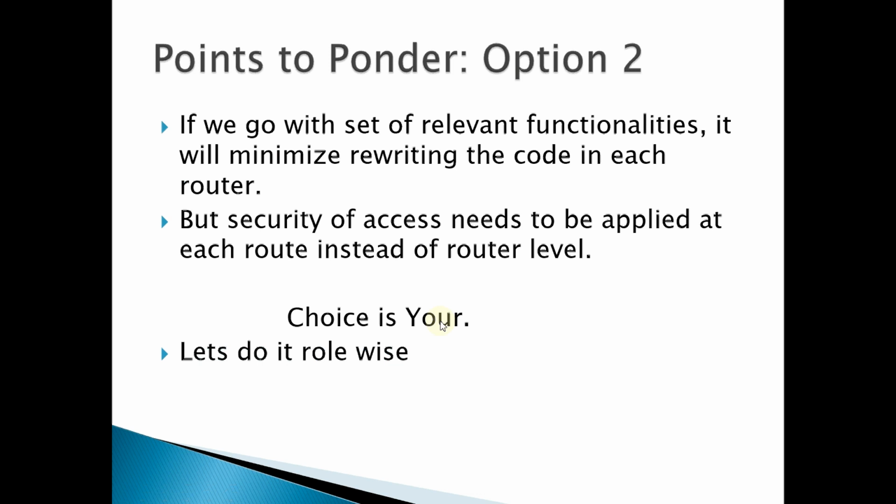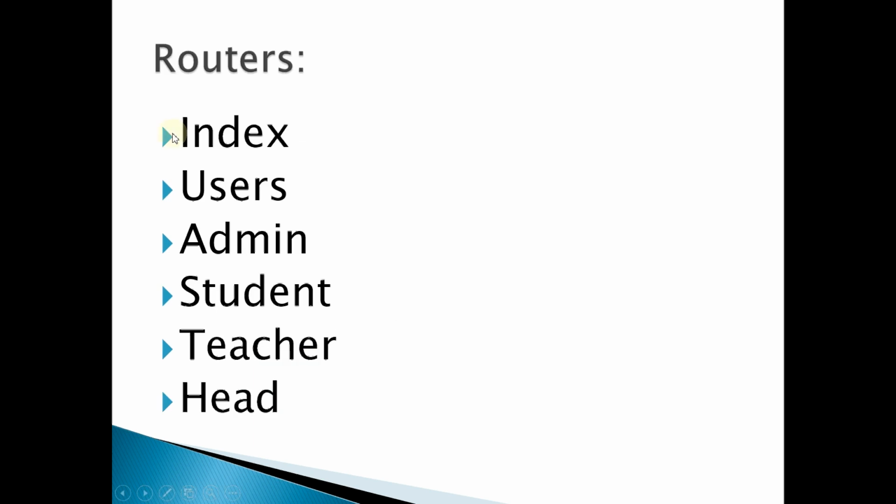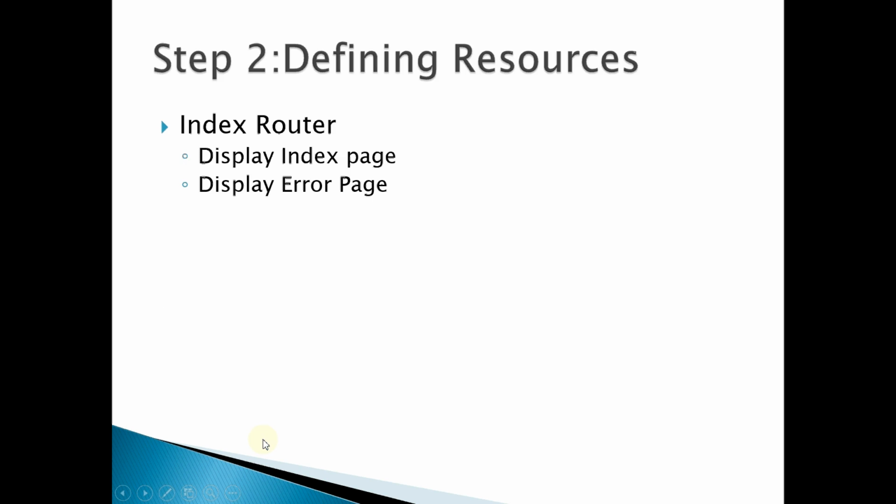Let's do it with role-wise. We will start with this REST API designing with role-wise, like we will define the routers on the basis of our main characters or main users. So to define the routers in our application, we need to define an index router, a users router, and admin, student, teacher, and heads. I will explain what a user router is, and I will explain every router here. So let's start. These are our 6 routers that need to be created in our REST application.